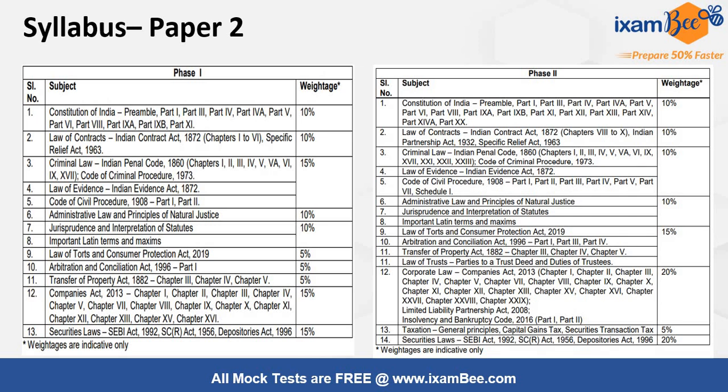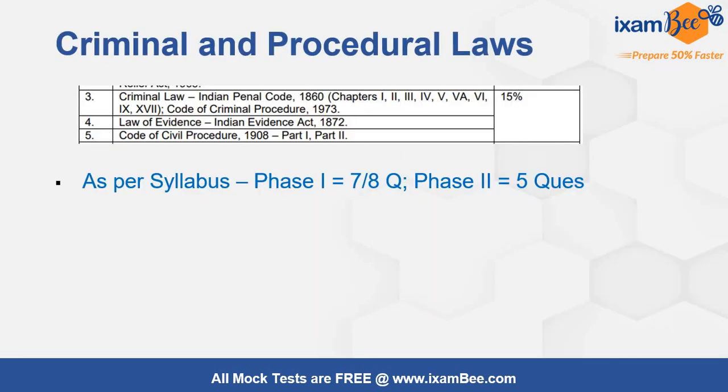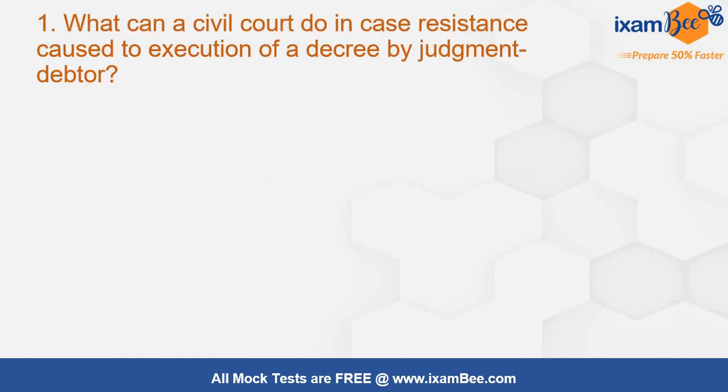In the unit of Criminal and Procedural Laws, IPC, CRPC, evidence and CPC will be covered. You can see this third, fourth and fifth number in the syllabus. Phase 1 has 15% weightage, and phase 2 has 10% weightage. Altogether, you can see the weightage is being lessened in phase 2, but it is still an important unit. Many questions are asked, and moreover, these questions are scoring in nature. So do focus on this unit and cover all these questions. In phase 1, you can expect around 7 to 8 questions, and in phase 2, around 5 questions.